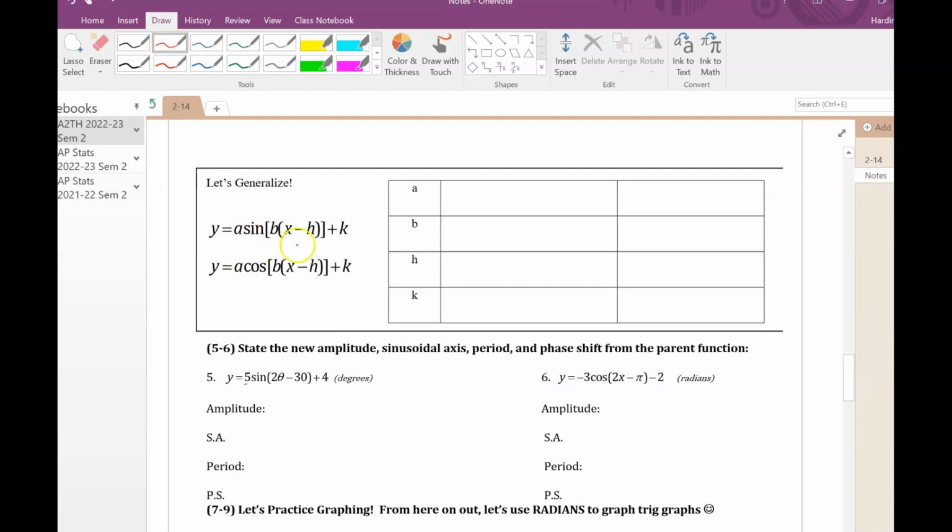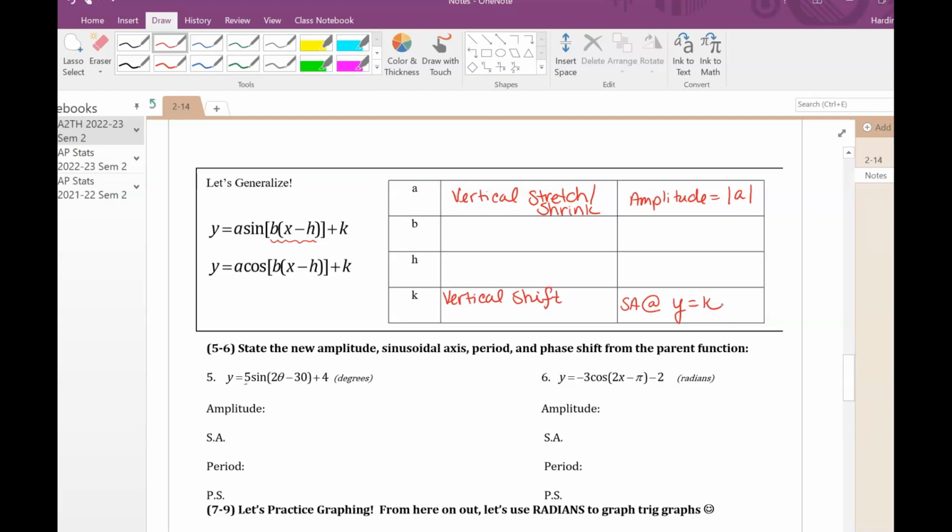When you have an equation written in this form, and take note of this, we'll do this in a second. The A is the vertical stretch or shrink. And this tells you what the amplitude is. So the amplitude is the absolute value of that number. The other vertical transformation is the K, the vertical shift up or down. Vertical shift. This tells you that the sinusoidal axis is at y = k.